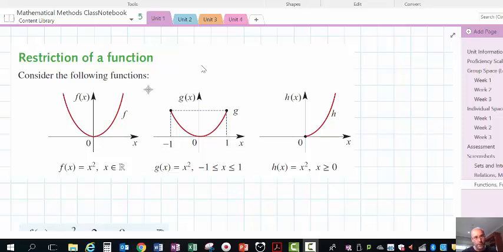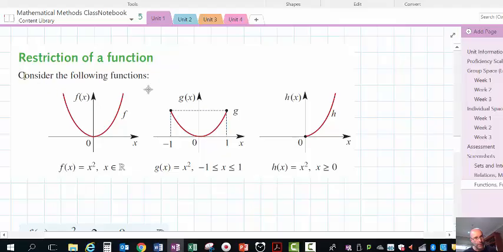We're going to look at two main ideas that sort of go together in this video, and we're going to look at restriction of a function, and we're going to look at what's called implied or maximal domain. So first, looking at restrictions of a function.